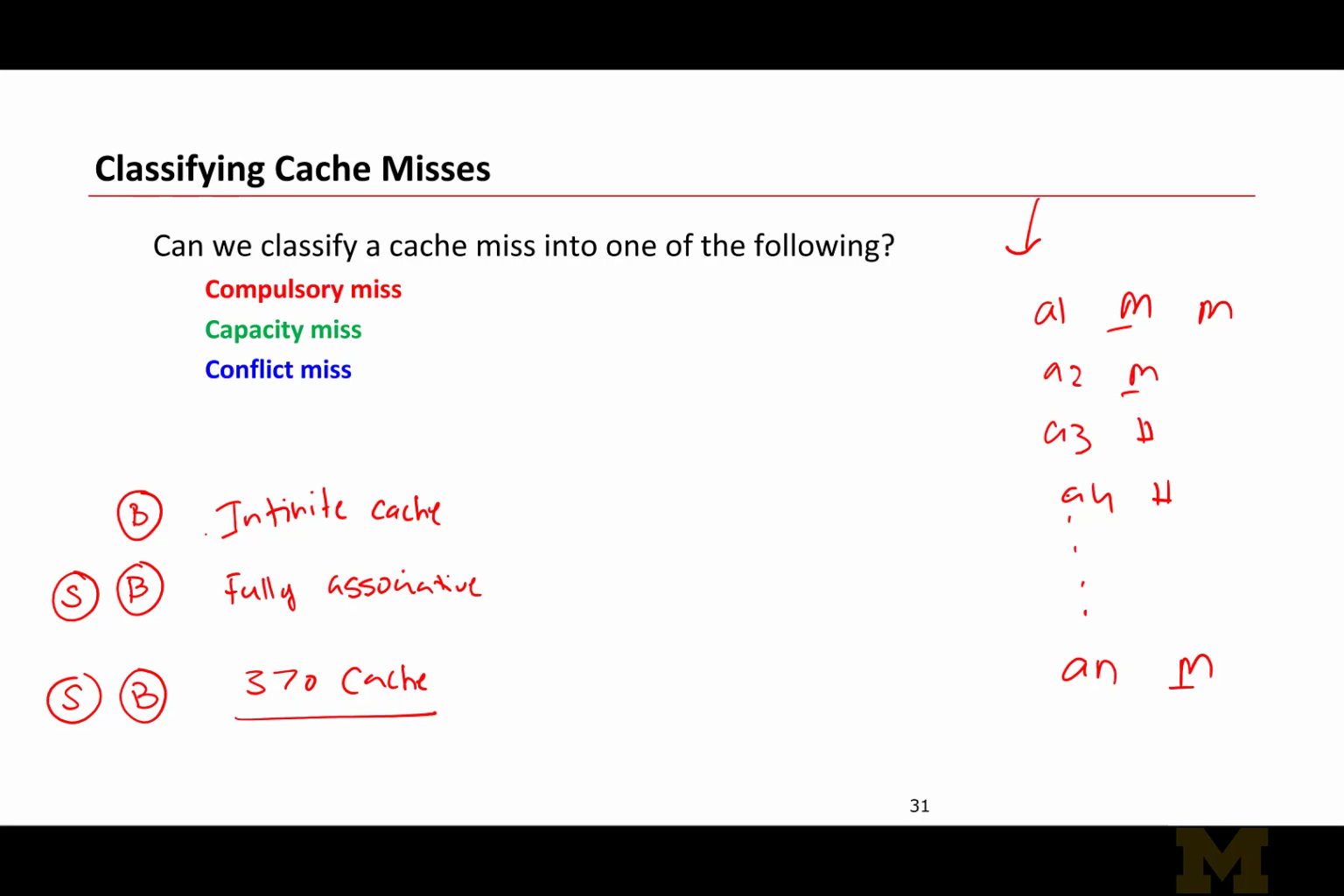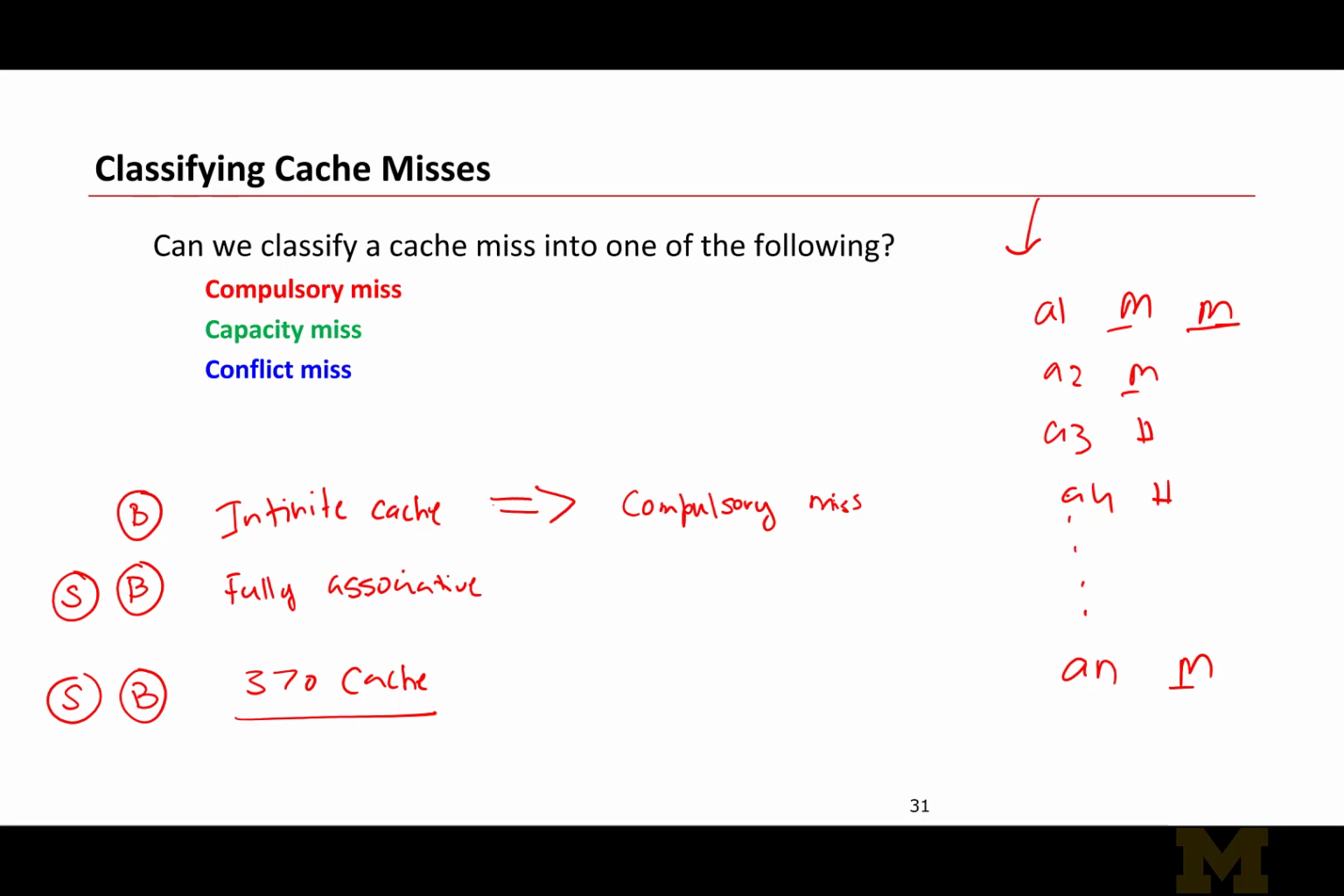Then I can confidently say that this miss is not because of lack of capacity. It's not due to lack of associativity. It's simply because it's a compulsory miss, meaning this is the first time I'm accessing this cache block. And so if I observe a miss in the infinite cache, I'm going to classify those as compulsory misses. So a miss in an infinite cache would be classified as a compulsory miss.